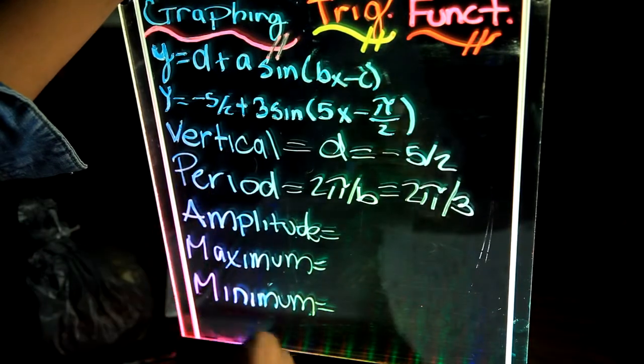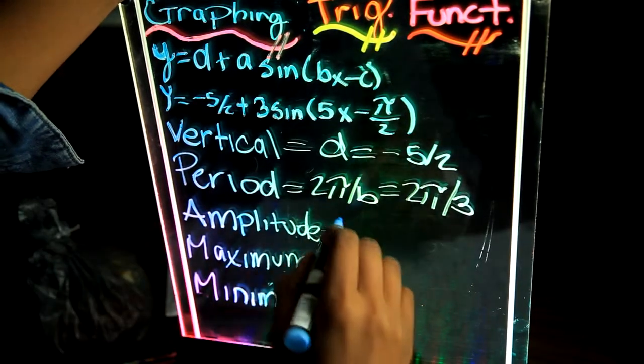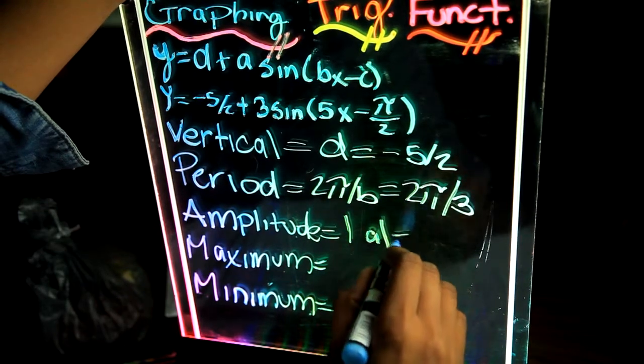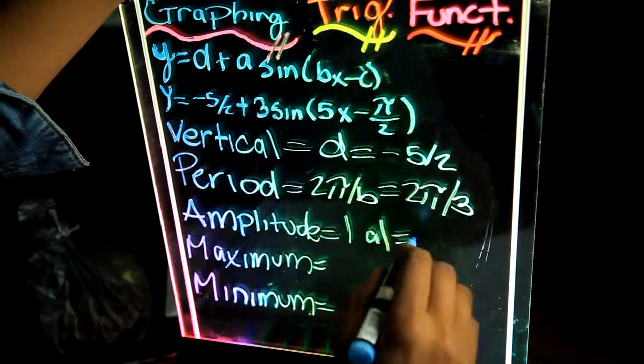And now we're going to go on to our amplitude. Our amplitude is equal to the absolute value of a. Absolute value of a is 3.